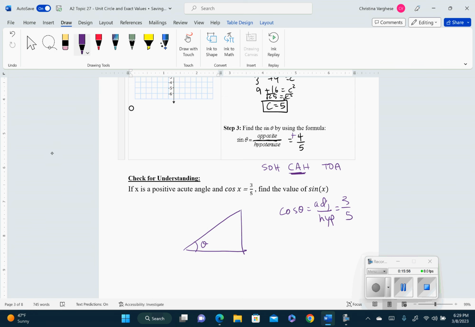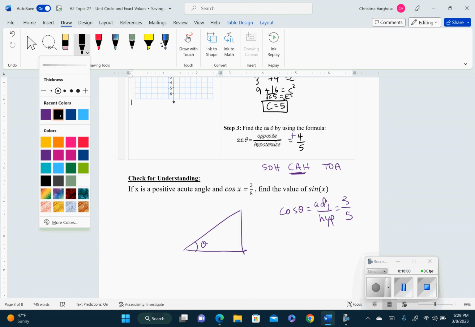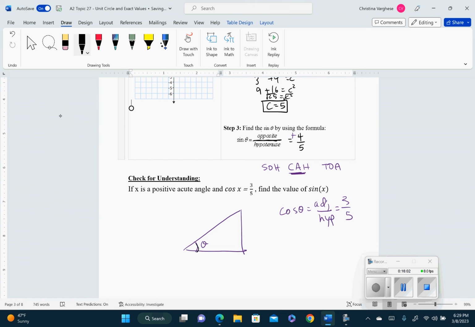So let's go ahead and label that, right? So here's our angle. This is our hypotenuse. We know that. This one right here is our OPP, our opposite. So by default, this has to be adjacent. So I'm going to label this, right? Our adjacent side, look at what it tells us. The adjacent side is 3. So I'm going to put a 3 right here. And our hypotenuse is 5. So our hypotenuse is 5.